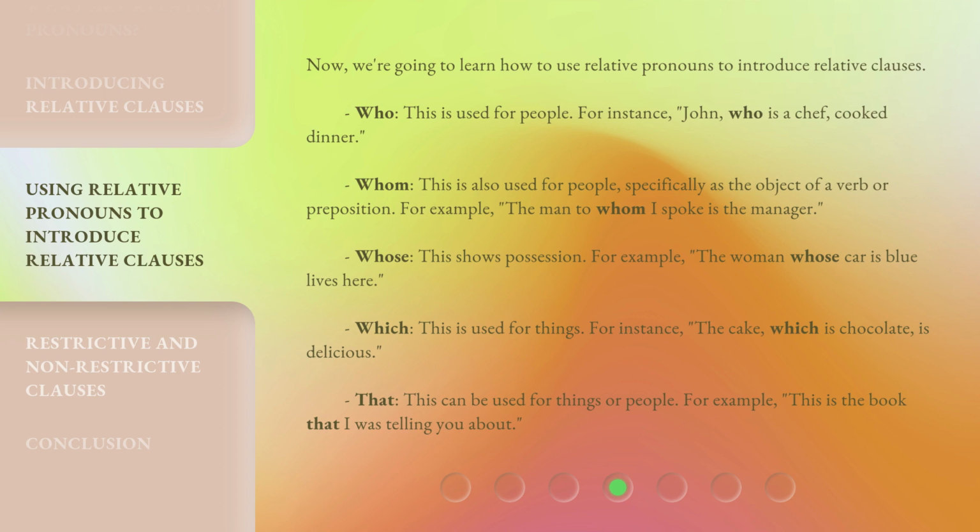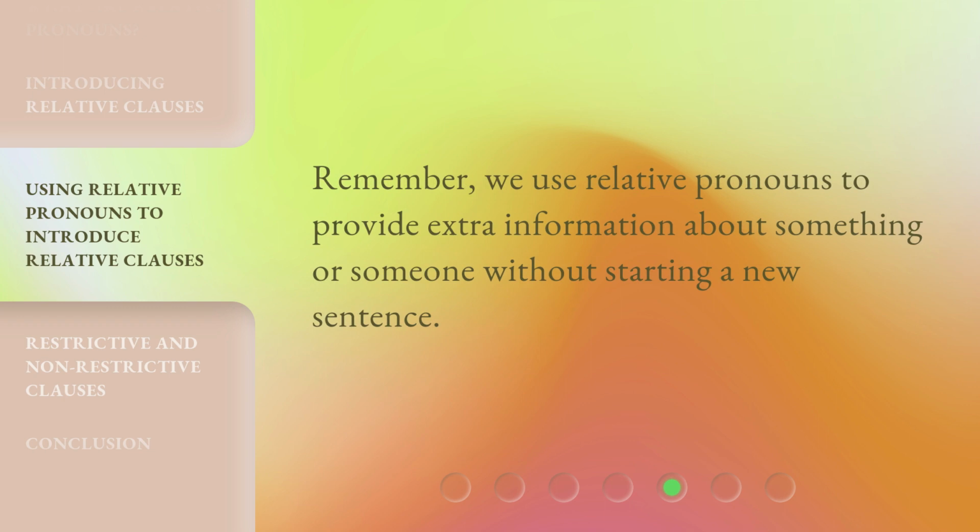Which, this is used for things. For instance, the cake, which is chocolate, is delicious. That, this can be used for things or people. For example, this is the book that I was telling you about. Remember, we use relative pronouns to provide extra information about something or someone without starting a new sentence.